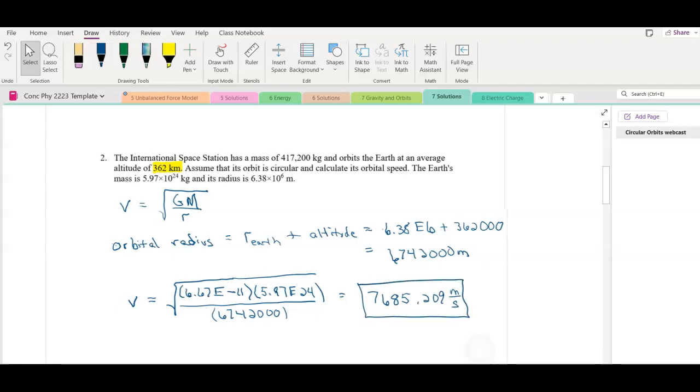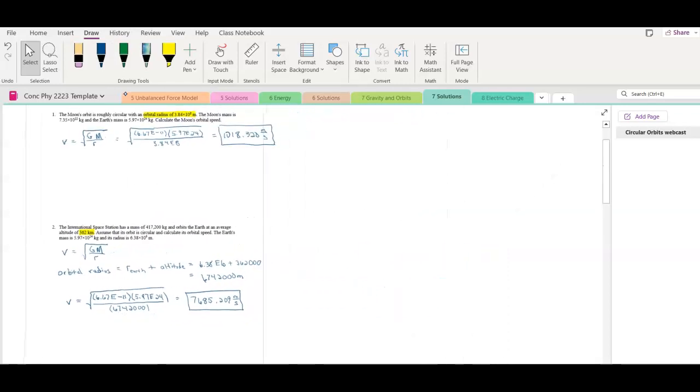It's interesting to look at these two problems together because both the Moon and the International Space Station are satellites around the Earth. The Earth is at the center of their orbits. Notice how much faster the space station is going than the Moon. That's because the space station is at a lower altitude. It's closer to the Earth. So to stay in its orbit, it has to move faster.